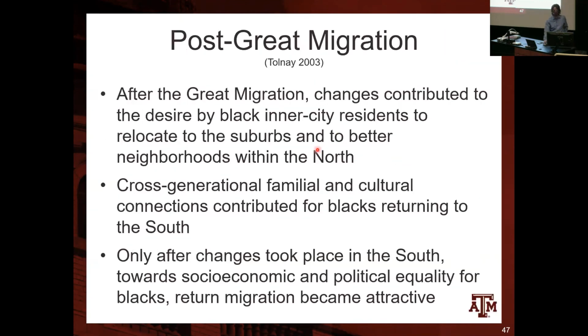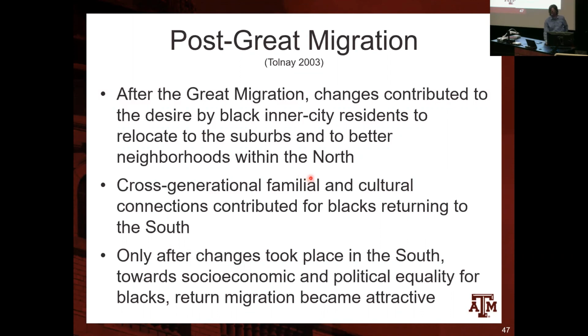After the Great Migration, changes contributed to the desire of Black inner city residents to relocate to suburbs and to better neighborhoods within the North. So of course, African Americans are now living in all different areas within these urban cities, in the suburbs as well. It's much more dynamic. It's not just Blacks living in inner cities. It's a much more heterogeneous group than some politicians usually say.